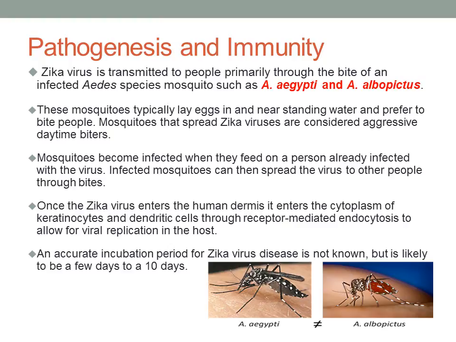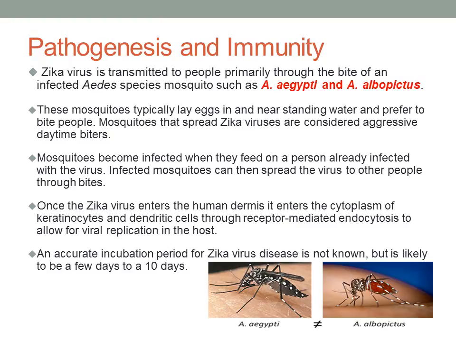Now let's visit the chain of events leading to the disease. Zika virus is transmitted to people primarily through the bite of an infected Aedes species mosquito such as Aedes aegypti and Aedes albopictus. These mosquitoes typically lay eggs in and near static water and prefer to bite people. Mosquitoes that spread Zika virus are considered aggressive daytime biters.